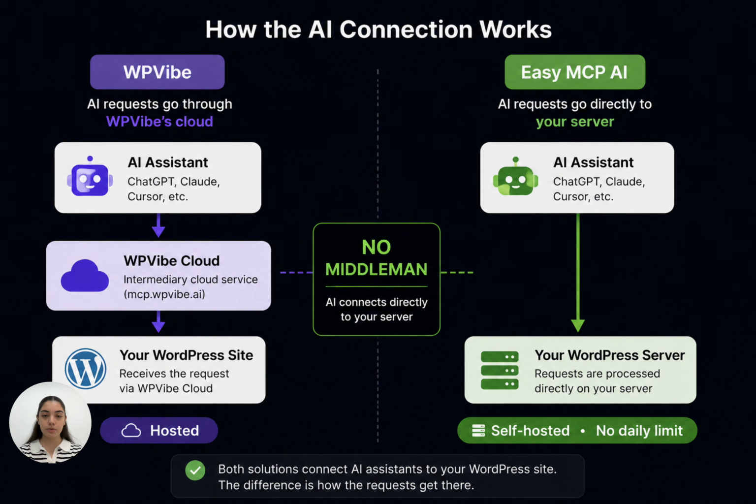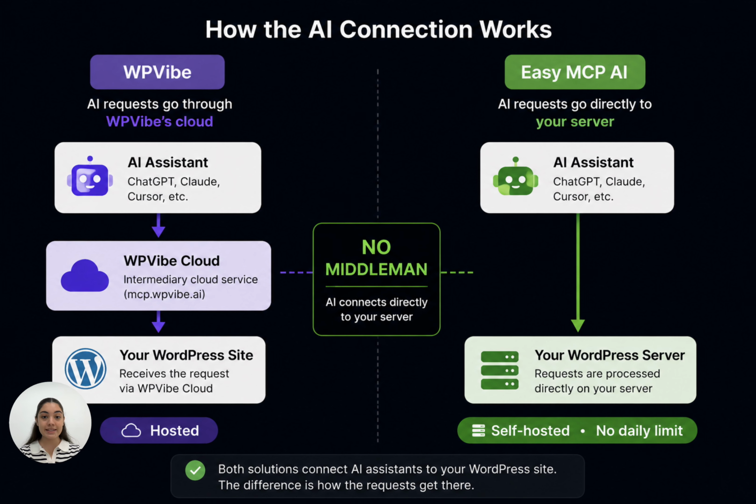Neither approach is inherently right or wrong. They're simply designed for different priorities. If you value a hosted option, WPVibe offers that convenience. If you prefer a self-hosted solution that keeps communication directly between your AI assistant and your own server without a daily limit, that's where Easy MCP AI takes a different approach.